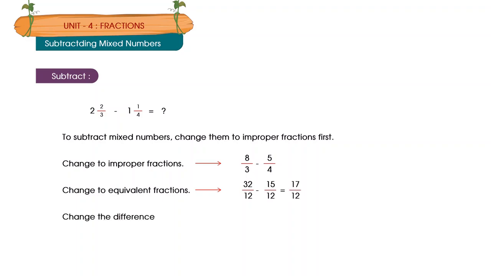Change the difference obtained to a mixed number. 17/12 is equal to 1 5/12.